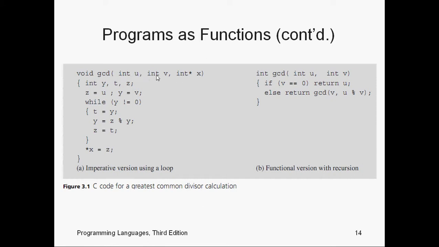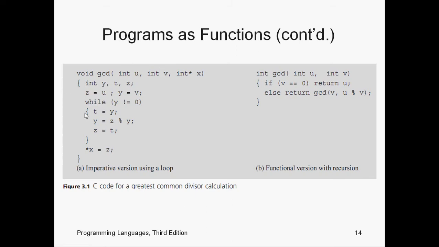We have u and v, and in this case x's, so that you can modify the value outside the function, so that's not as important. And so we have these variables, they're assigned to whatever's passed in, the same way that these variables are going to be passed into this function.